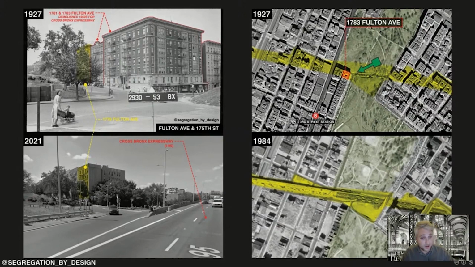Seen here, the neighborhood of East Tremont, a Black and Jewish neighborhood, was completely gutted for the Cross Bronx. And in all, over 250,000 people were displaced by Robert Moses due to his highway projects in New York. And again, these projects in New York really became models that other cities emulated.